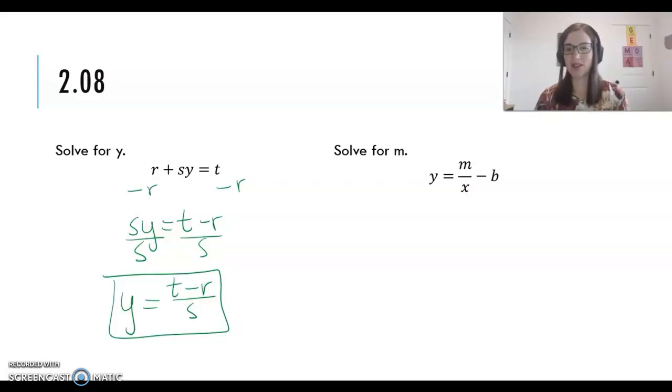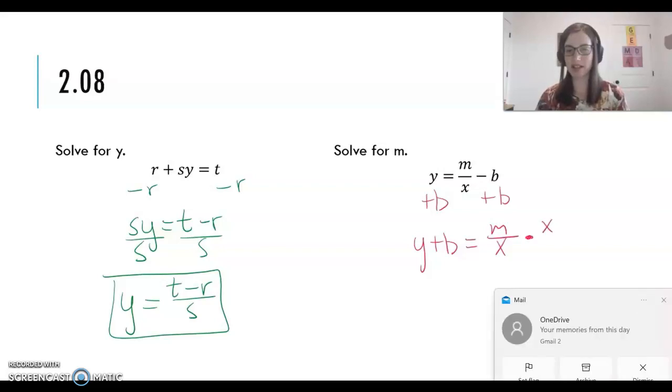In this case, I want to solve for m. So I've got y equals m divided by x minus b. So get your m all by itself. I'm going to add b to both sides. So I've got y plus b equals m divided by x. To get my m by itself in this case, I need to multiply both sides by x.